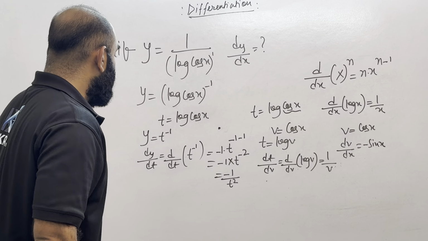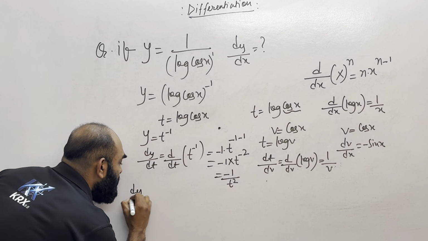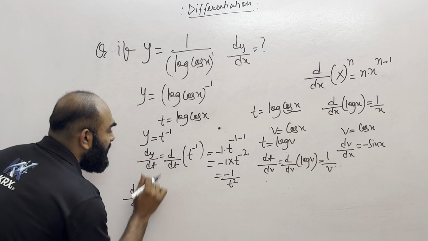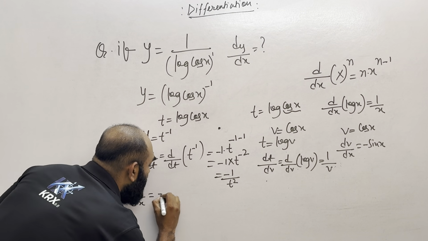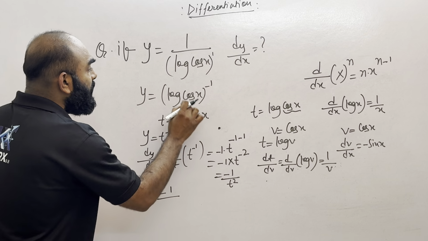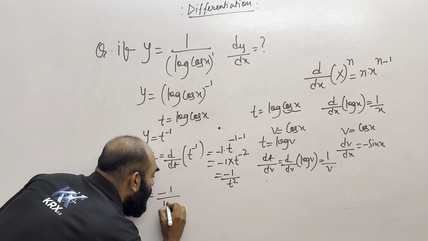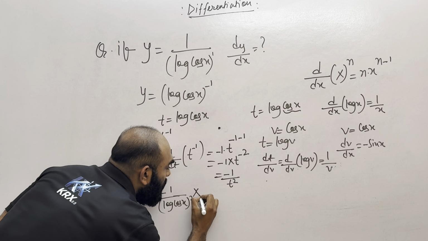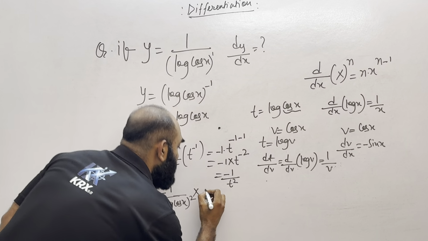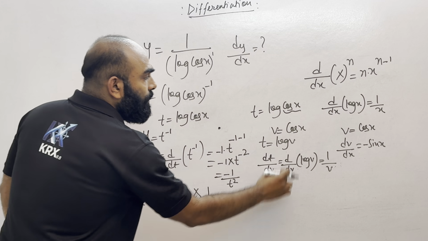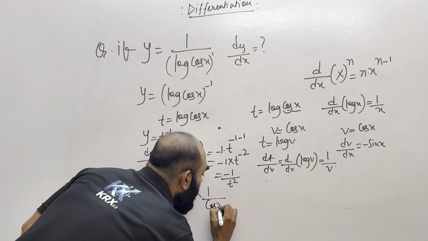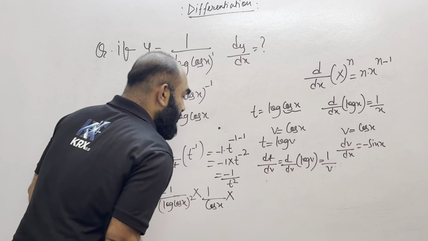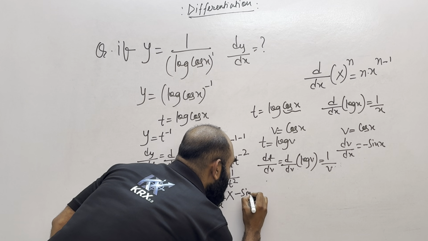Now arrange everything. dy by dx. Start with dy by dt. dy by dt is minus 1 by t square. What is your t? So t is that part, log of cos x whole square, into dt by dv, that is 1 by v. What is your v? V is cos x, sir. Into dv by dx, that is minus sin x.